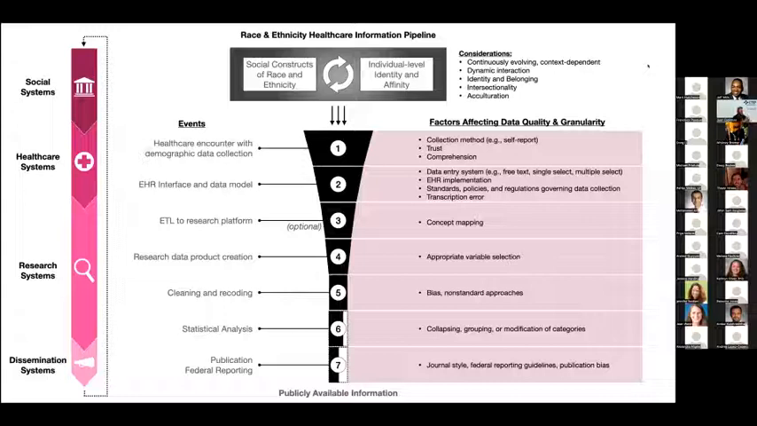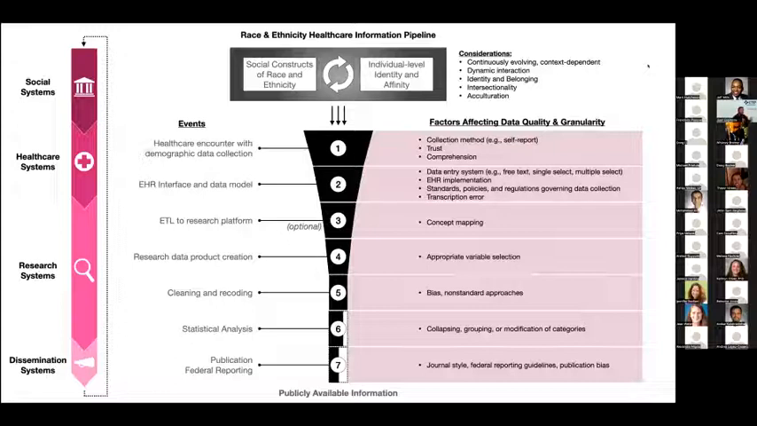And what I tried to represent here is this funnel, right? That first level is broad and expansive. But when we turn that broad and expansiveness into data, we immediately start narrowing. And so the first place is that capture, that healthcare encounter with some kind of demographic data collection. Maybe it's the patient registration, maybe it's a hospitalization, maybe it's a research survey. Whatever it is, there's a point there, and there's a lot of factors that go into that.